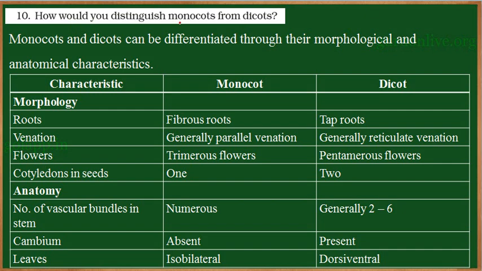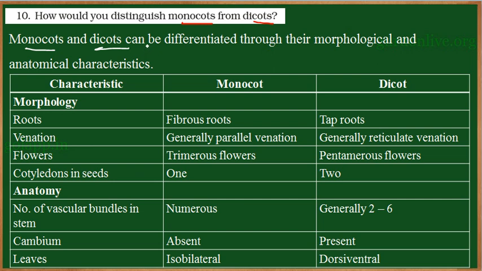How would you distinguish monocot and dicot? So how can we differentiate monocot plants and dicot plants? Both monocots and dicots are flowering plants. They belong to the angiosperm division.